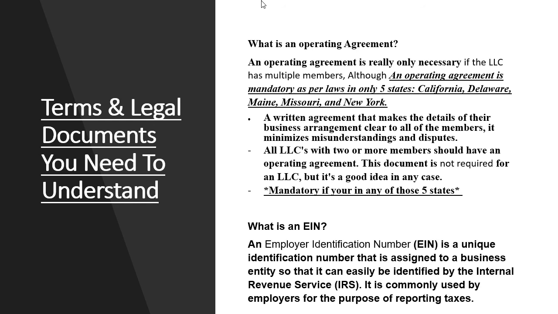So the operating agreement. An operating agreement is really only necessary if the LLC has multiple members, although it is mandatory as per law in only 5 states: California, Delaware, Maine, Missouri, and New York. It's basically a written agreement that makes the details of their business arrangements clear to all the members. It minimizes misunderstanding and disputes. All LLCs with 2 or more members should have an operating agreement. This document is not required for an LLC, but it's a good idea in any case. It's mandatory in any of those 5 states listed above.